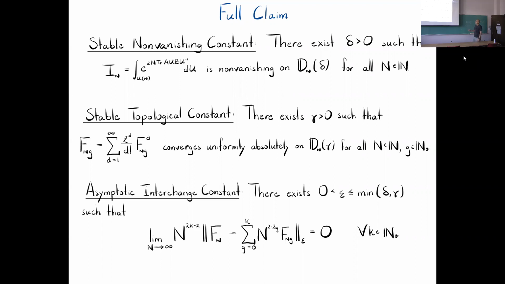And then finally, there's asymptotic interchange, which is that there's some epsilon, which is less than or equal to the place where I can take my logarithm, and less than or equal to the place where I can sum up the orders in my potential 1 over n squared expansion, where actually this thing converges in sup norm to 0. Okay, so that's really what this is saying. That's what this conjecture is all about.